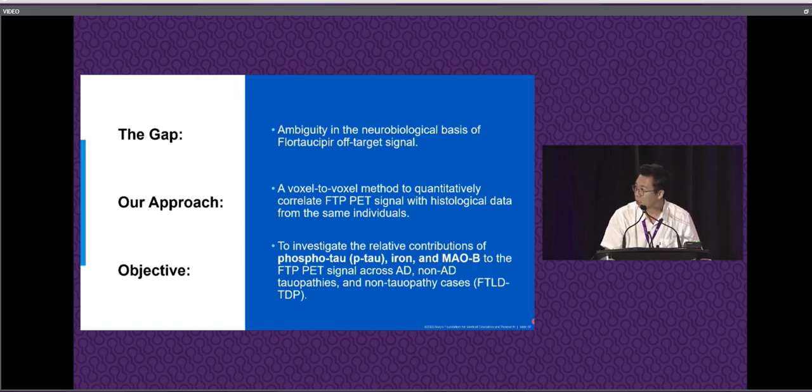We are mainly testing two off-target binding agents, iron and MAOB, since previous study suggests that iron accumulates in patients not only with neurodegenerative diseases, but also in healthy control during normal aging. At the same time, normal aging also correlated with the positivity of photosapir PET signal. And in addition, the autoradiography result also shows some linkage between MAOB and photosapir signal.